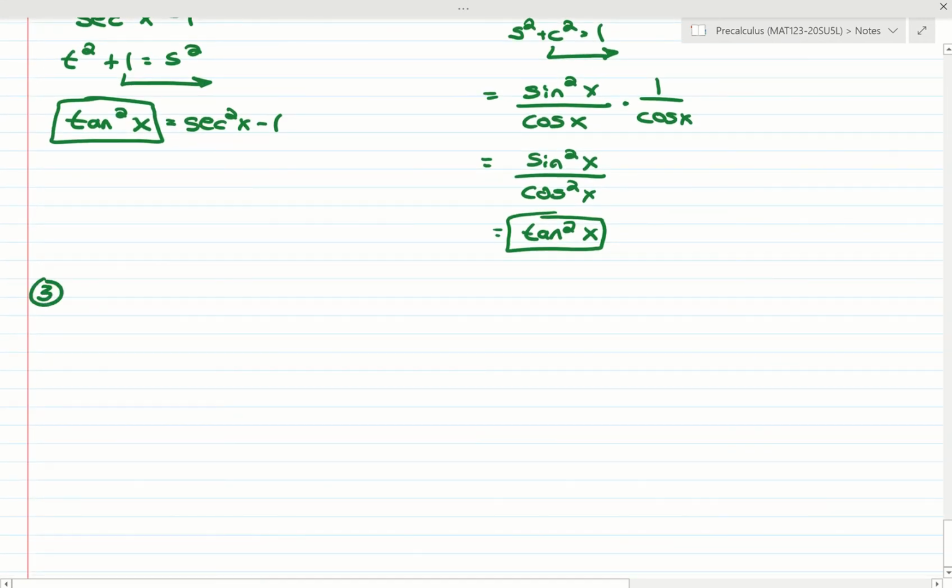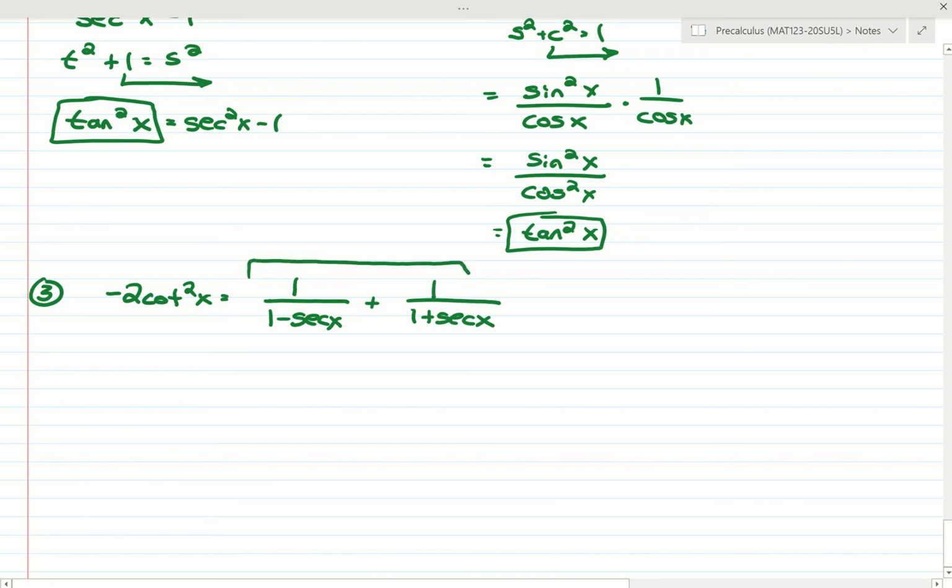Moving to our third example, what if we had negative 2 cotangent squared of x is equal to 1 over 1 minus the secant of x plus 1 over 1 plus the secant of x. Looks like the right side's more complicated this time. So let's get a common denominator. The least common denominator would be 1 plus secant times 1 minus secant.